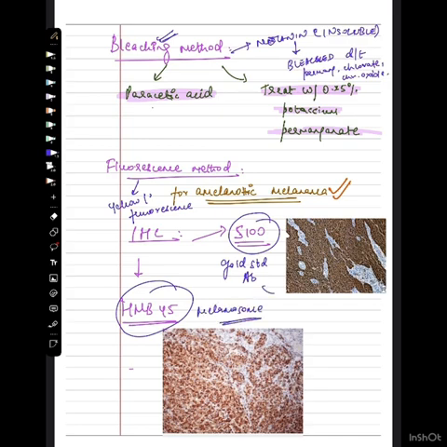So this is how melanin cells stain for S100 and this is how they stain for the HMB45.